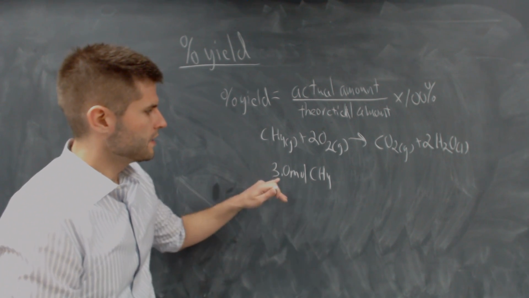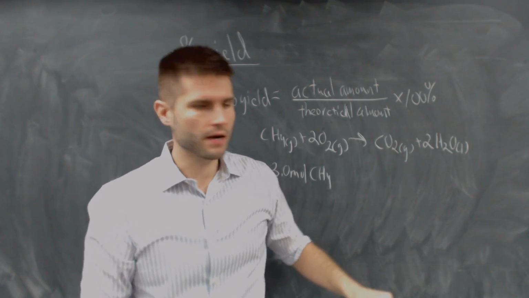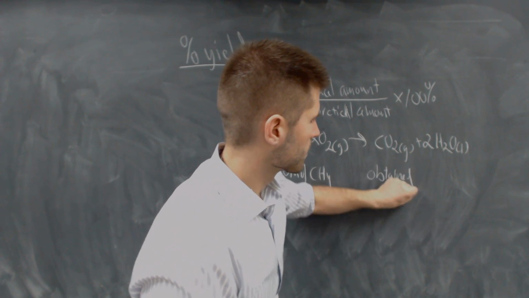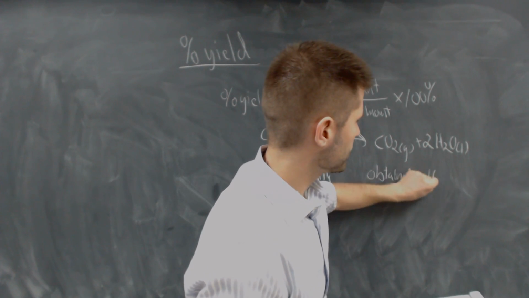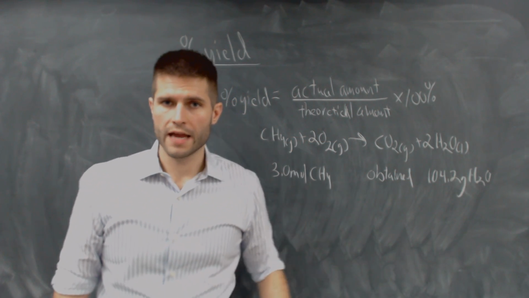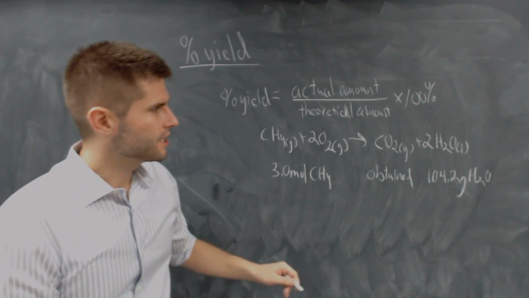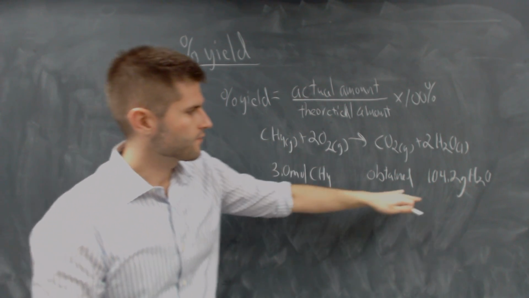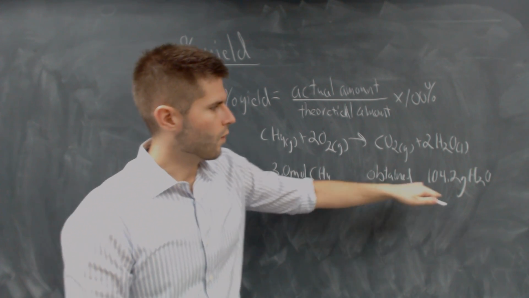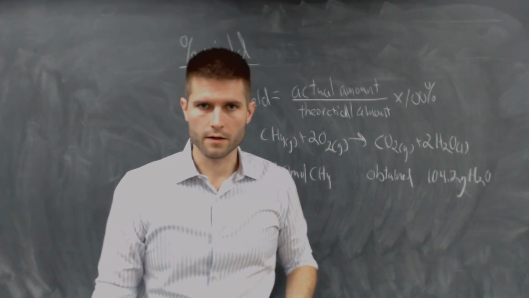Now you performed this experiment and you weighed the amount of water that you produced at the end of the experiment, and let's say you obtained 104.2 grams of H2O after you performed this reaction. This 104.2 grams of H2O is considered your actual amount. The reason for that is you performed this experiment in real life, you weighed out your amount of water at the end, and you weighed out 104.2 grams of water.